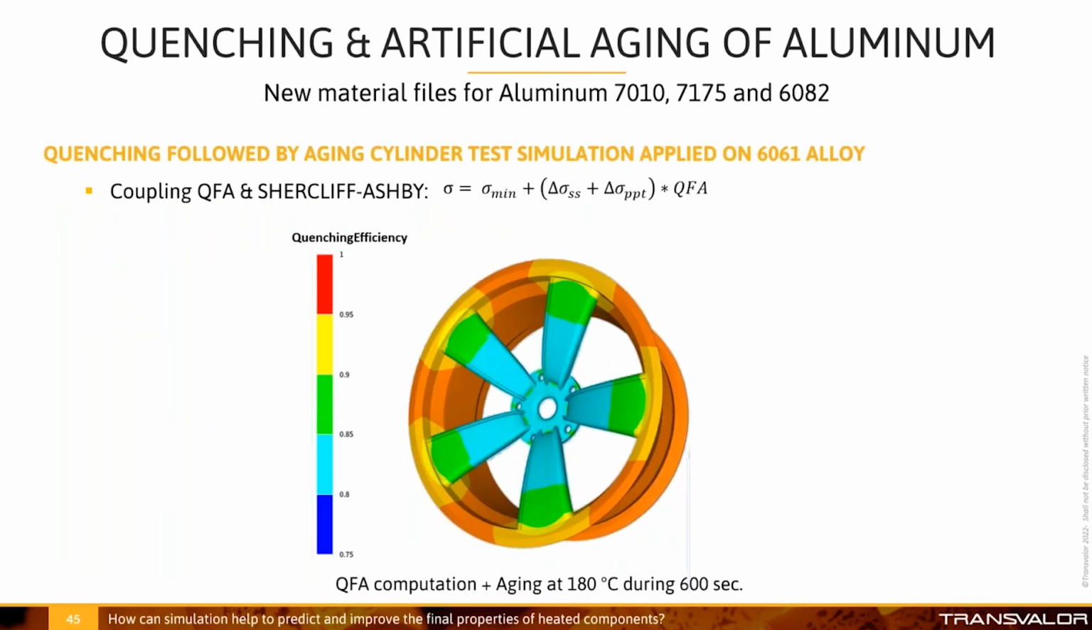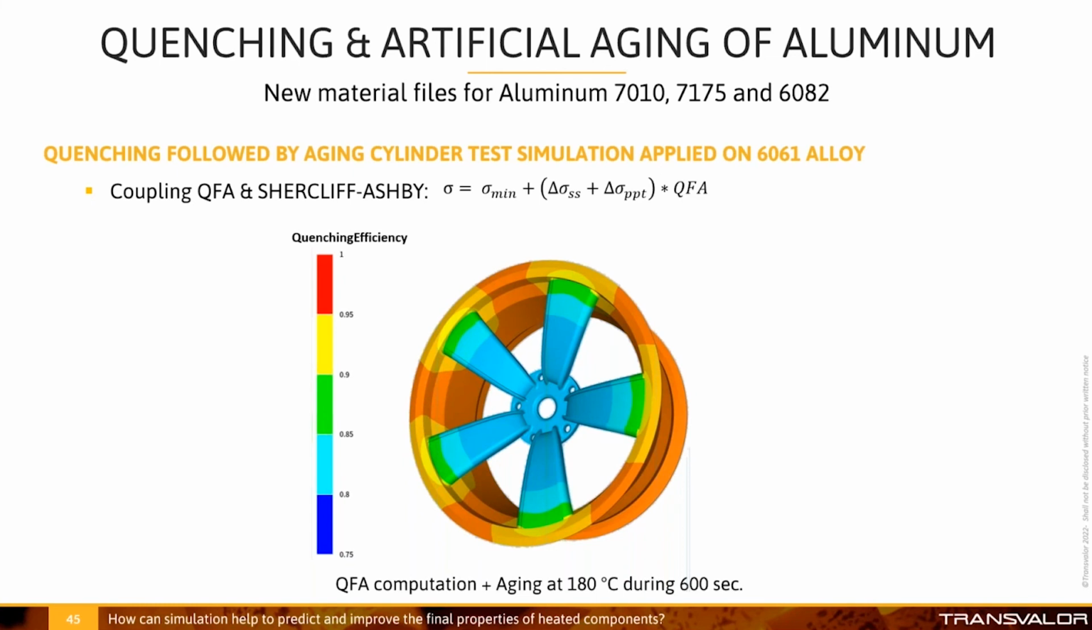It is through the coupling between the quenching and the artificial aging that this model gets its benefit. We will model the whole treatment cycle of an aluminium. Here, as we see in this video, we see the quenching efficiency of the aluminium obtained after a quenching and an aging at 180 degrees Celsius during 600 seconds. Here we see the quenching efficiency obtained after both heat treatments.